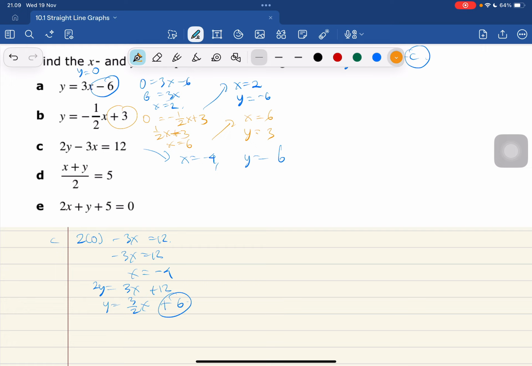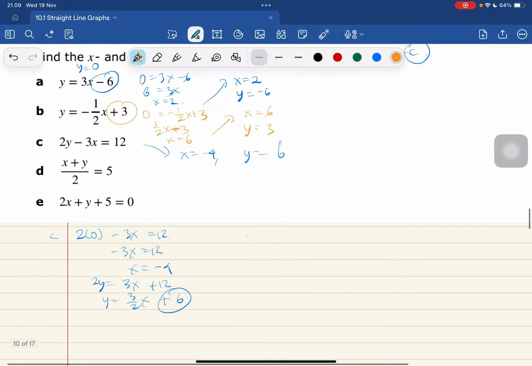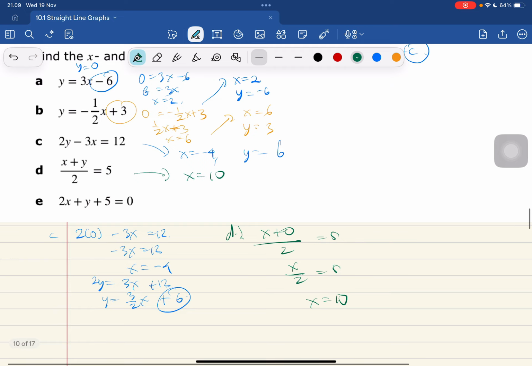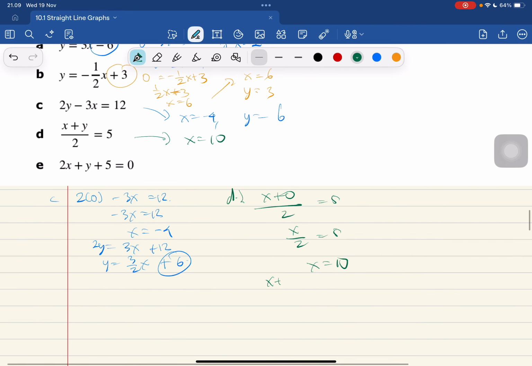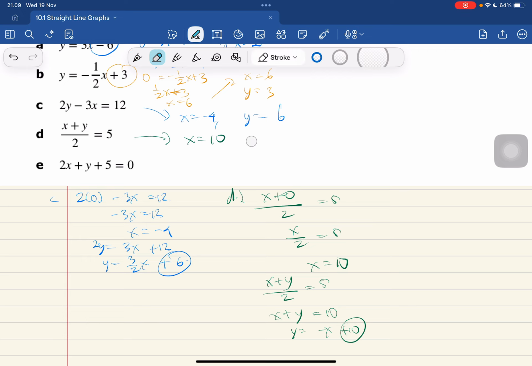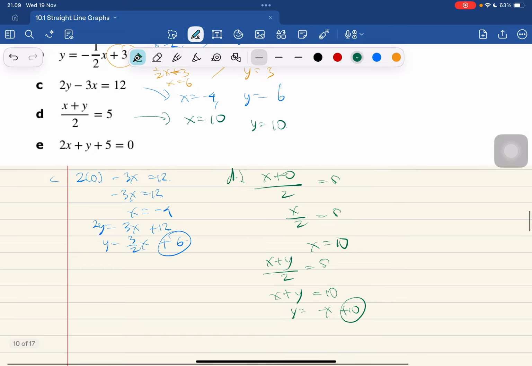Next for D, we write it, okay, here D. So y equal to 0, x plus 0 divided by 2 equal to 5. So x over 2 equal to 5, and then x equal to 10. So the x-intercept is going to be 10, and y, let us make it y equal to, so x plus y over 2 equal to 5. So x plus y equal to 10. Y equal to minus x plus 10. Okay, we got it. So y-intercept equal to 10.